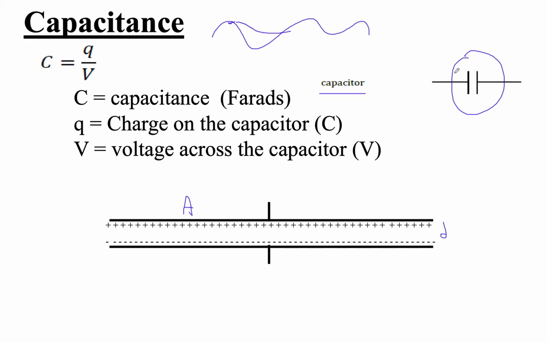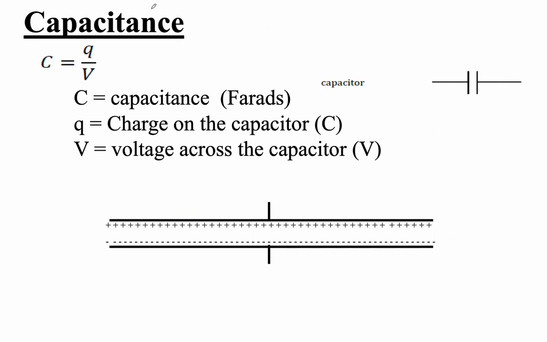This is the symbol for an ordinary capacitor. Electrolytic ones look like this. They've got a curvy side. I'm pretty sure that's the negative side, and the other is the positive side. But generally, non-electrolytic capacitors, the regular ones, can be hooked up any way. They don't have a polarity to them.